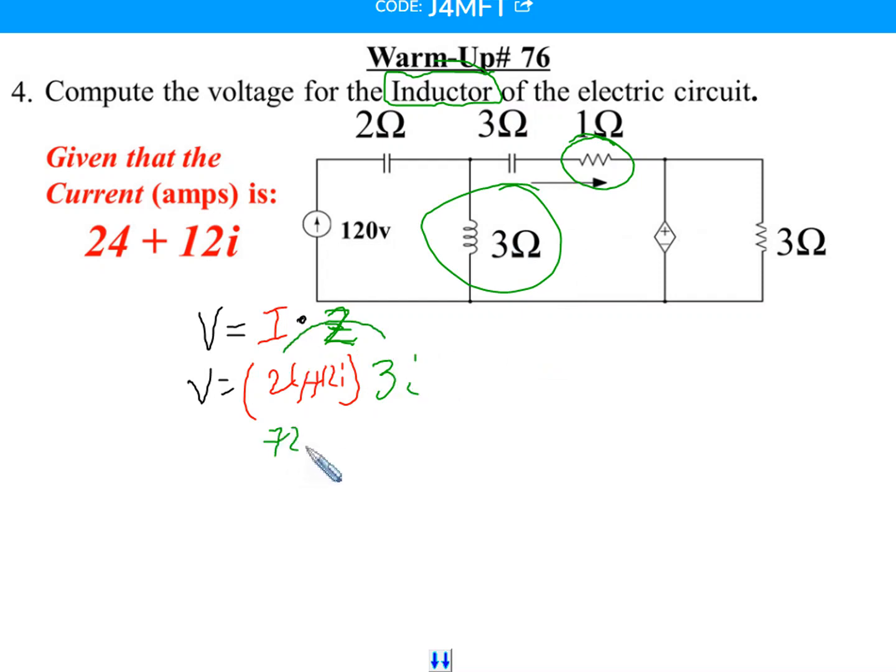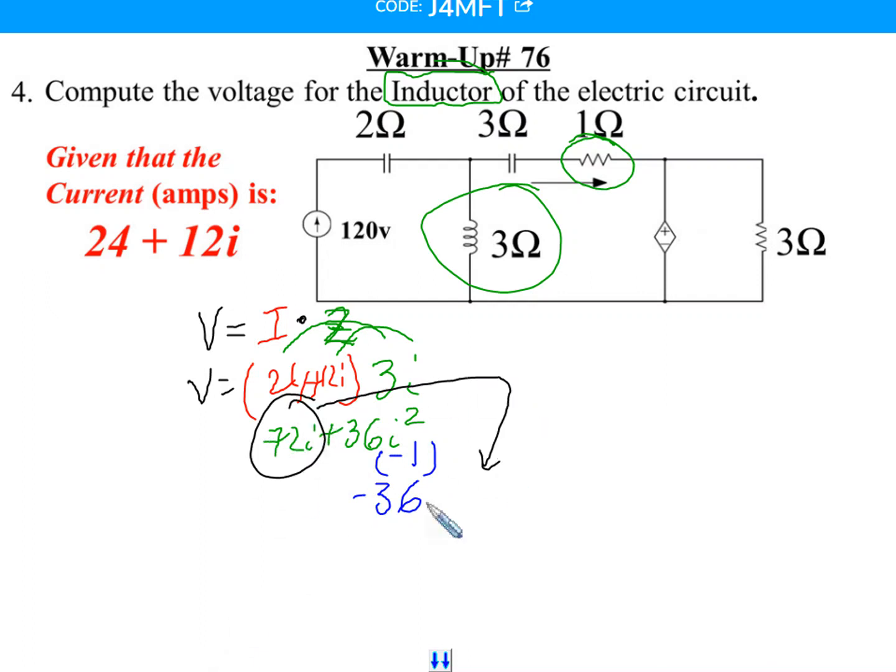Distribute, that's 72I. Distribute, that's 36I squared. However, instead of I squared, what do we do, guys? Negative 1. So 36 times negative 1 is negative 36. And then we bring the 72I to the end, so that's plus 72I. And that is the voltage going through the inductor.